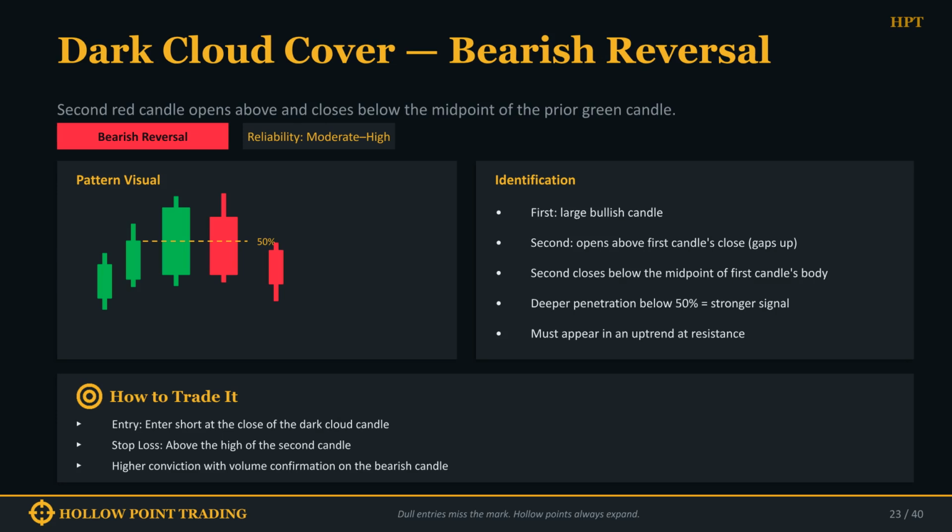The dark cloud cover is the bearish version, appearing at the top of an uptrend. The second red candle opens above the first green candle's close and closes below the green candle's midpoint. Volume confirmation strengthens the signal.